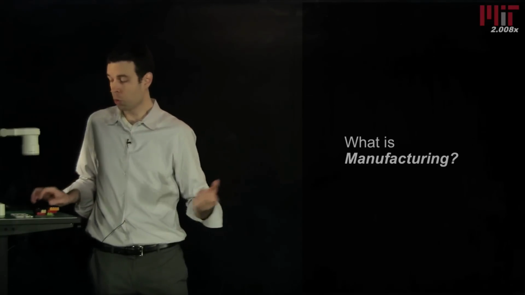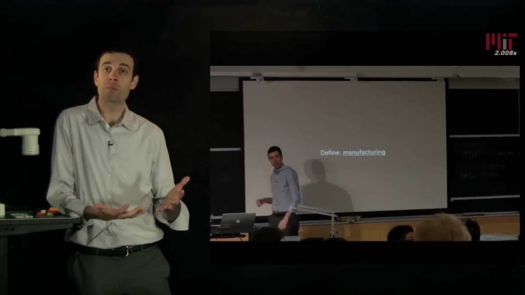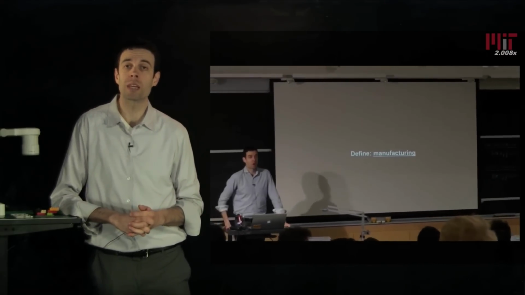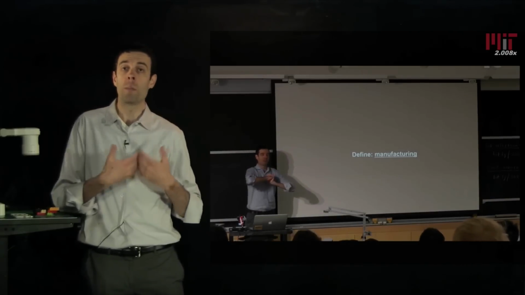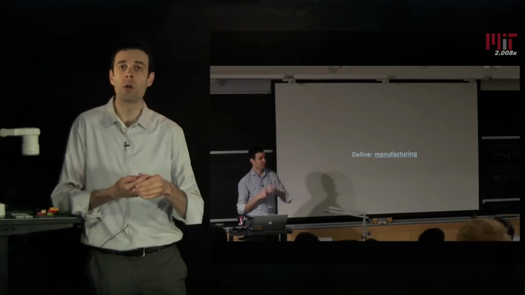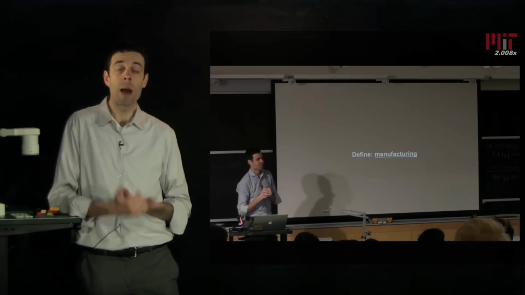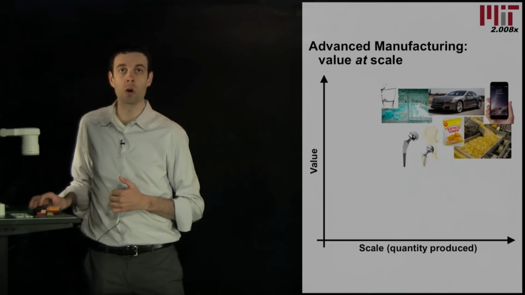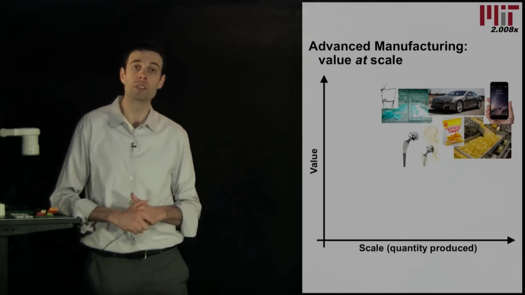I asked this question to our students on the first day of 2008 at MIT, and as you might expect, I get a variety of different answers, but the answers all center around the idea that manufacturing often involves making a lot of things, and issues such as quality and cost, and delivering a product to a customer. Now, my personal definition of manufacturing, or advanced manufacturing as I like to call it these days, is the attainment of value at scale.